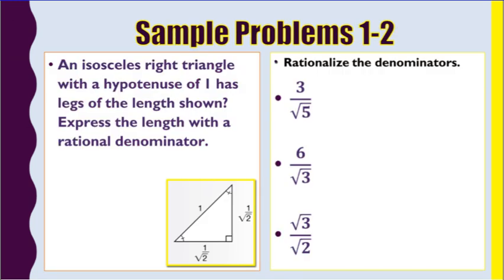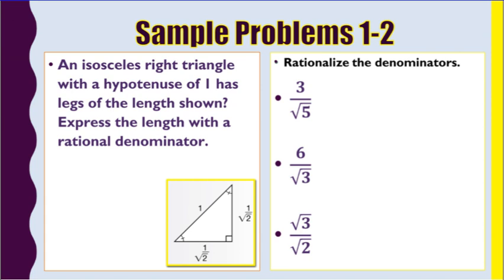So a sample problem. An isosceles right triangle with a hypotenuse of 1 has legs of the length shown. Express the length with a rational denominator. So just remember, in an isosceles right triangle, the legs are the same length. So we need to express the length with a rational denominator.